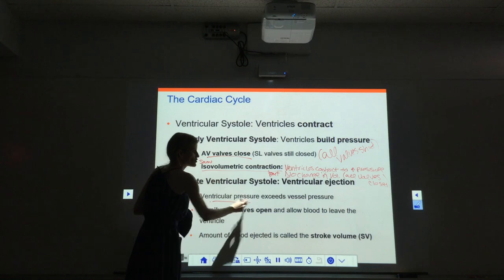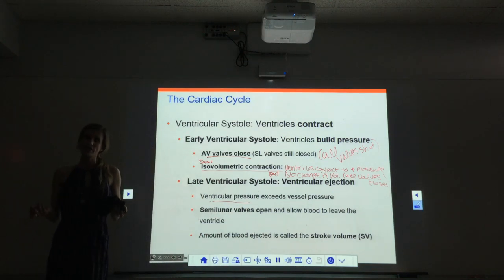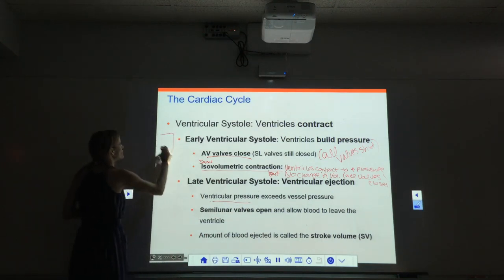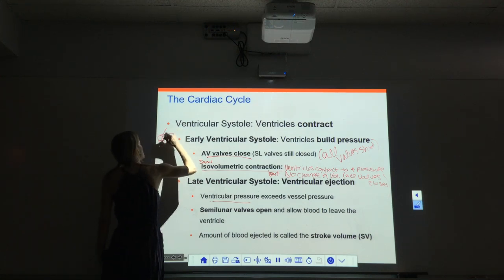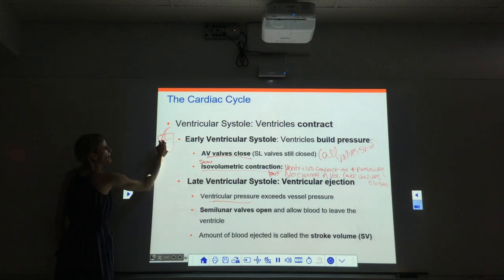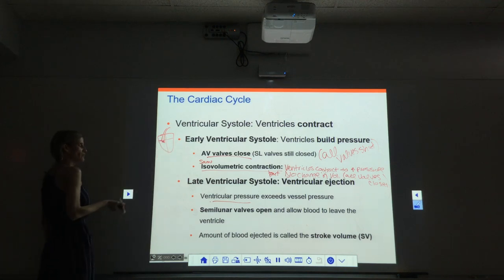The pressure in the ventricles gets higher than the pressure in the vessels. Because remember, you have your heart like this, and you'll have this big vessel leading out of the ventricle. And at the bottom of it, you'll have a semilunar valve.